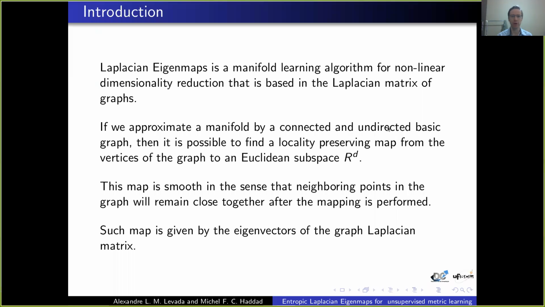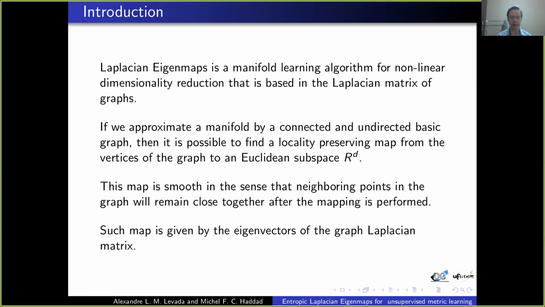I'm here to present the paper Entropic Laplacian Eigenmaps for unsupervised metric learning. So, an introduction: Laplacian Eigenmaps is a manifold learning algorithm for nonlinear dimensionality reduction, and it is based on the Laplacian matrix of graphs.